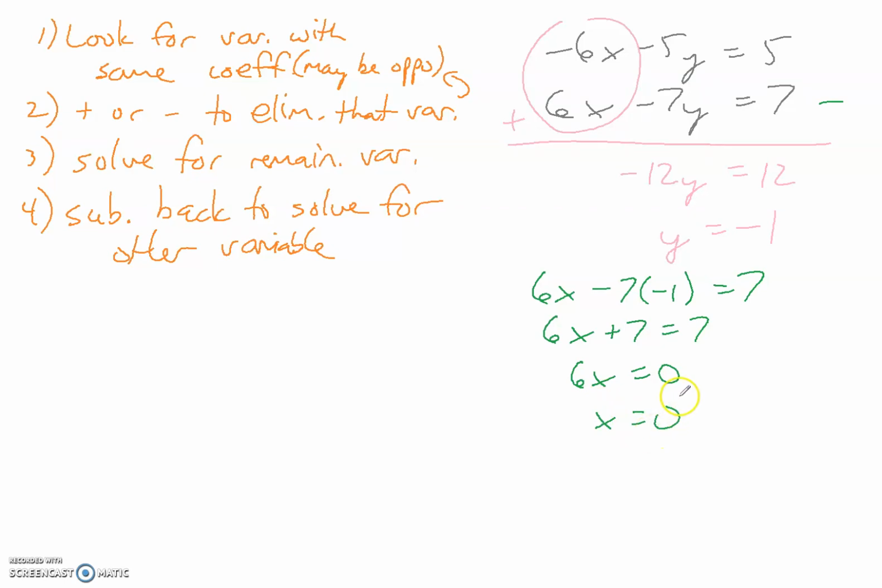So my solution for this one, my x coordinate is 0. So there's an intercept involved right here. So we got y equals negative 1. So my answer would be 0, negative 1 would be the answer for the system.